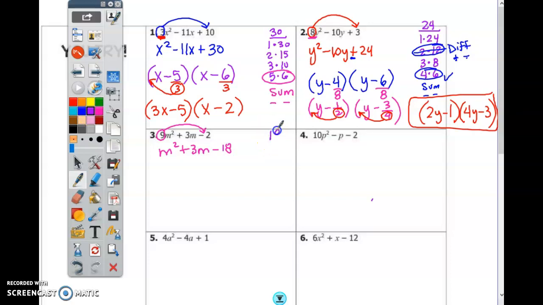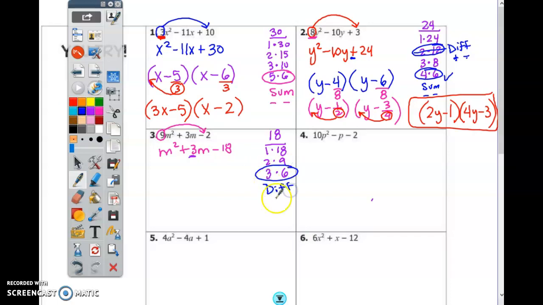I need factors of 18 that give me a sum or difference of 3. So 1 times 18, 2 times 9, 3 times 6. Which one gives you a sum or difference of 3? 3 and 6, if I add or subtract them. If I subtract them, so that's a difference.